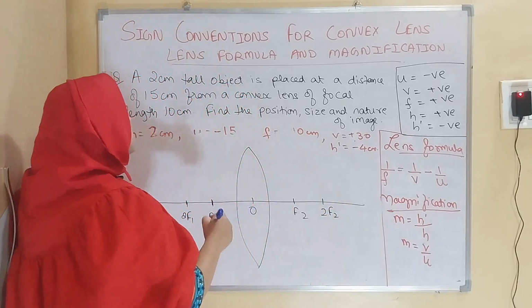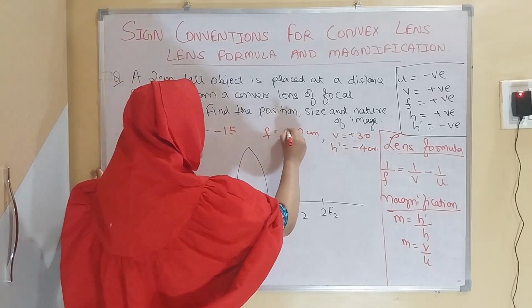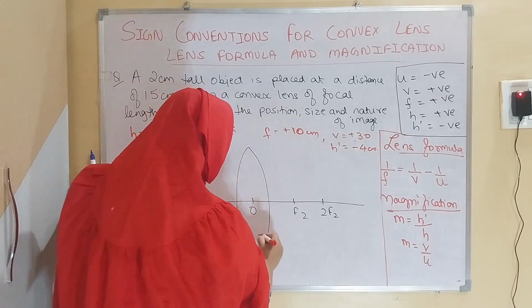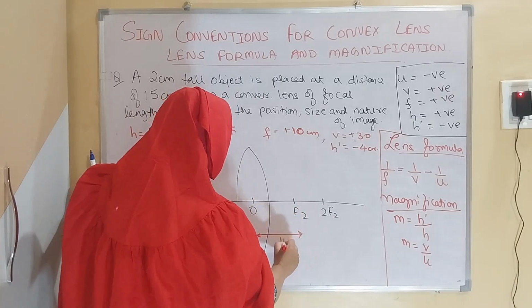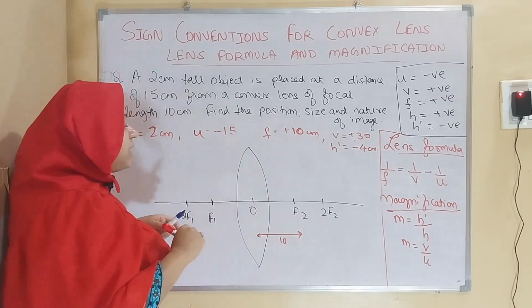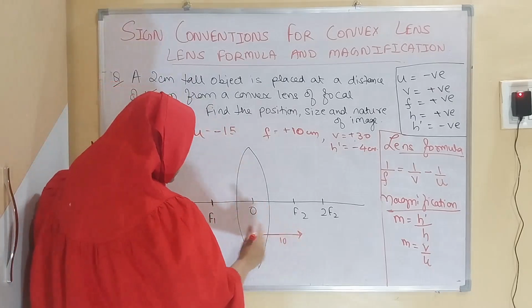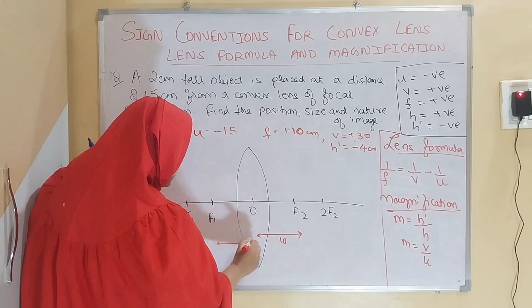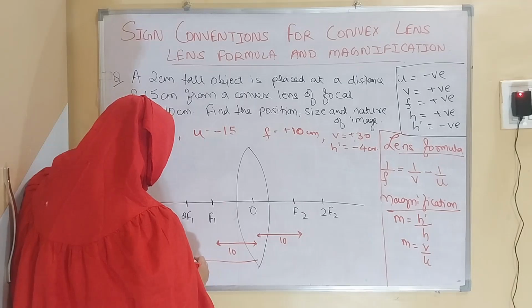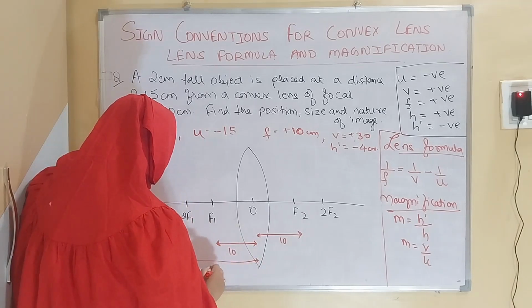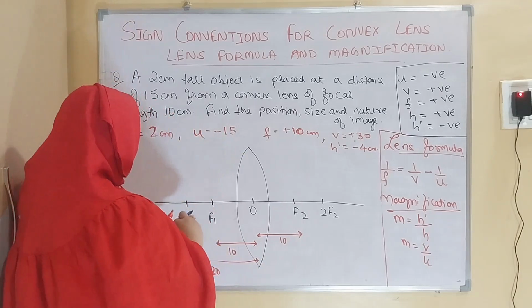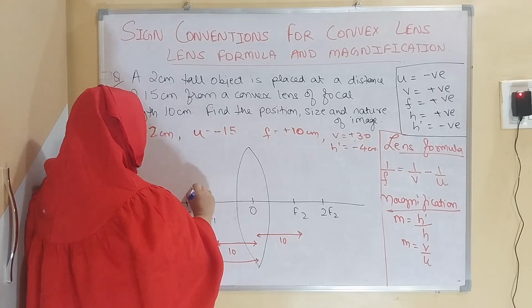Okay. First of all, let us mark the focal length. The focal length is 10 centimeter. Object distance is 15 centimeter. Focal length is 10 centimeter on both the sides. Here also 10. So 2f1 will be 20 centimeter. The object is placed at 15, means between 10 and 20. 10 और 20 के बीच में at 15.